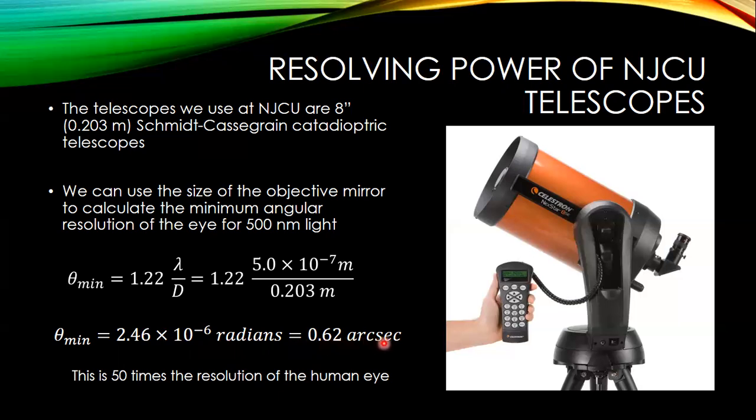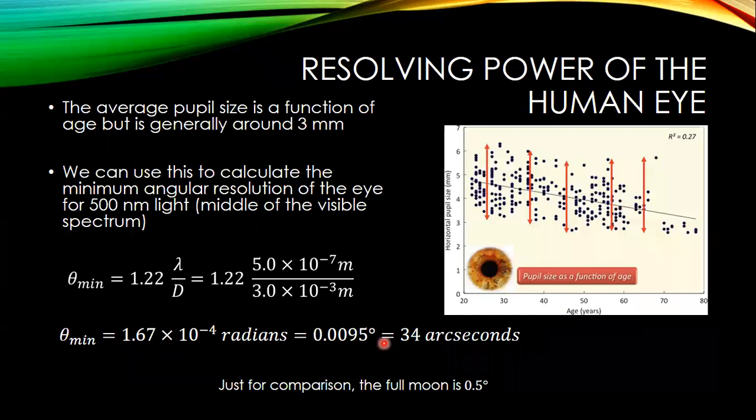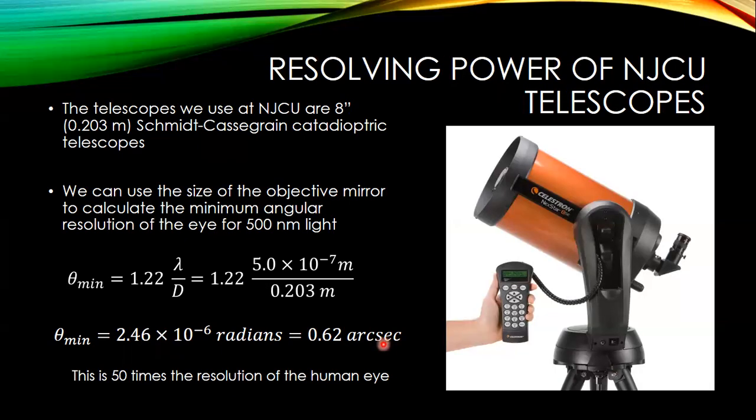Now, again, remember our eye could see down to 34 arc seconds. Here, we're down to about 0.62 arc seconds. So this is a great telescope for amateurs to use.